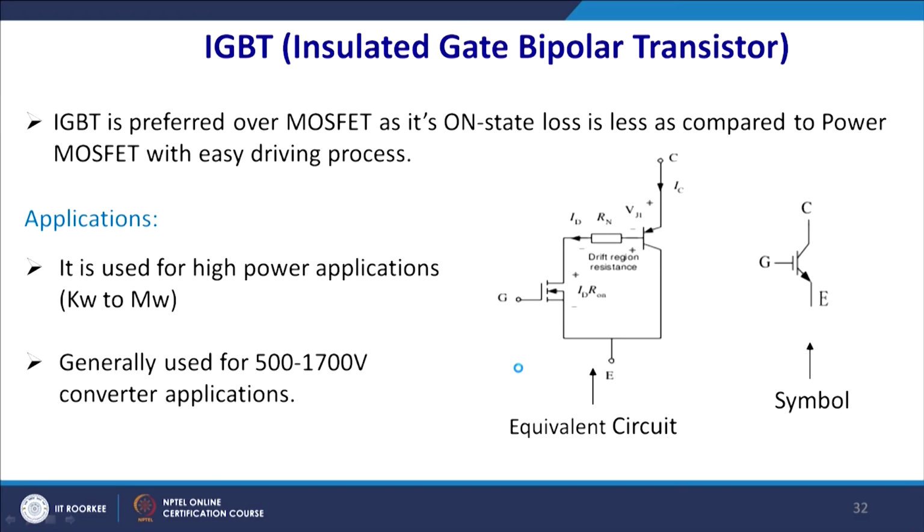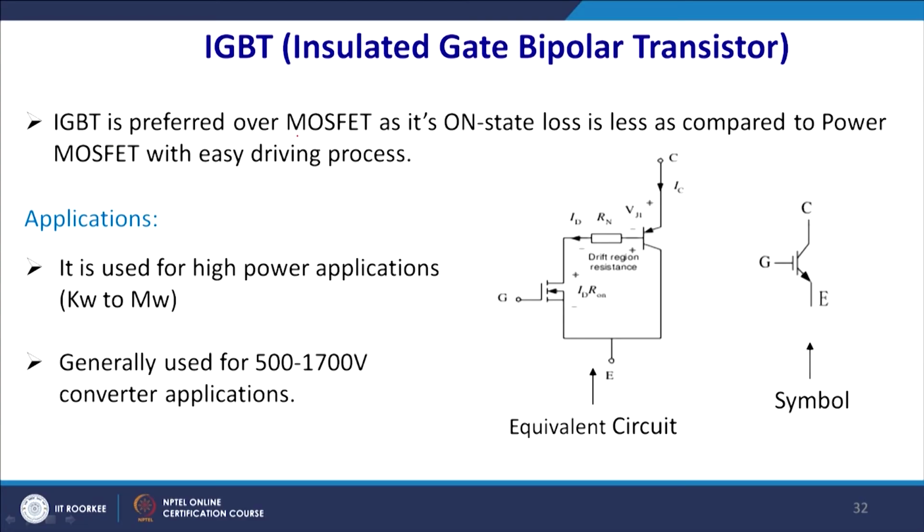Now, let us come to another important member of power electronics, that is the insulated gate bipolar transistor. This invention itself marks a change of phase of power electronics. Dr. Baliga at General Electric discovered it, and we are Indian, so we should be proud of his discovery. IGBT is preferred over the MOSFET because of its on state loss as compared to the MOSFET, with a very easy driving process.